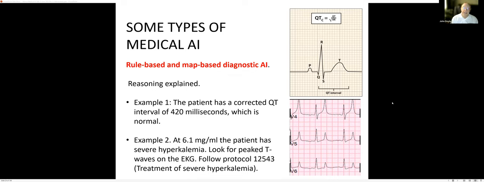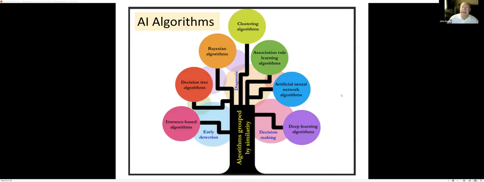Another example, at 6.1 milligrams per ml, the patient has severe hyperkalemia, high potassium levels. Look for peaked T waves on the electrocardiogram. And then it says follow protocol 12543, which you would then look up, and it would tell you exactly how to manage severe hyperkalemia. So this is an example of how it might tell you what to do next. So there's a variety of AI algorithms. Some of them we'll take a look at.